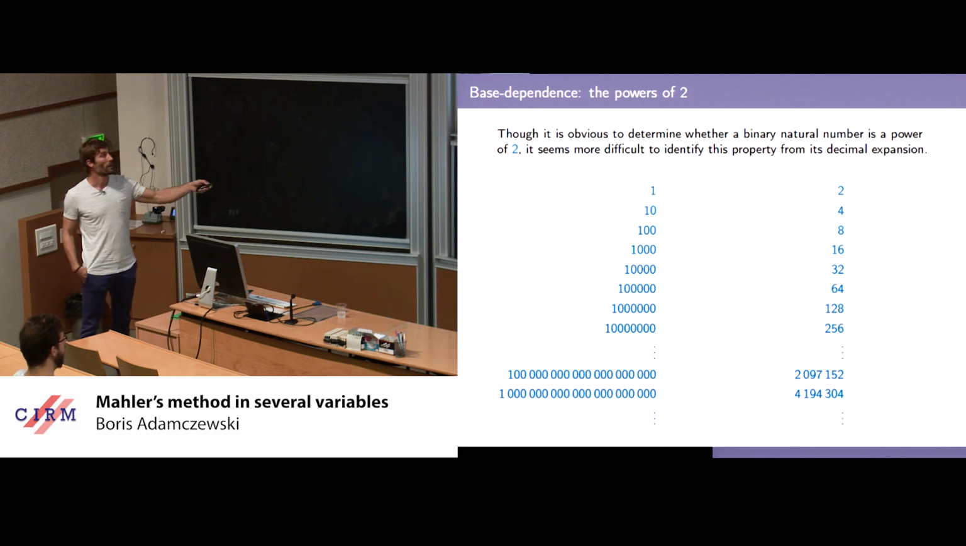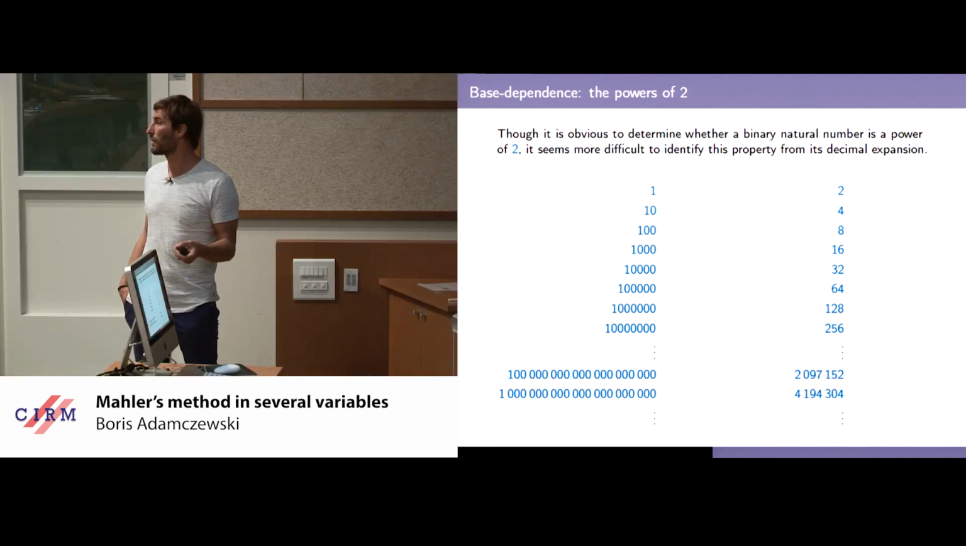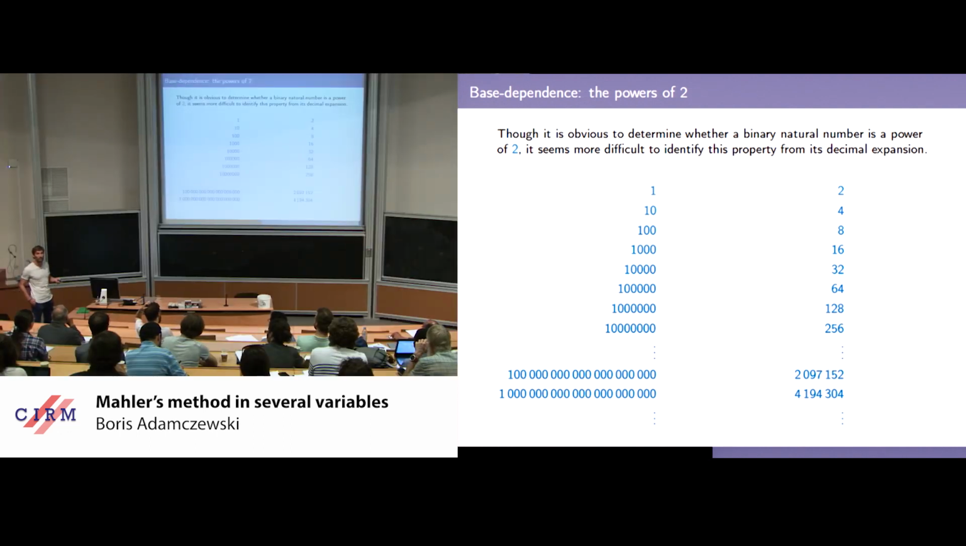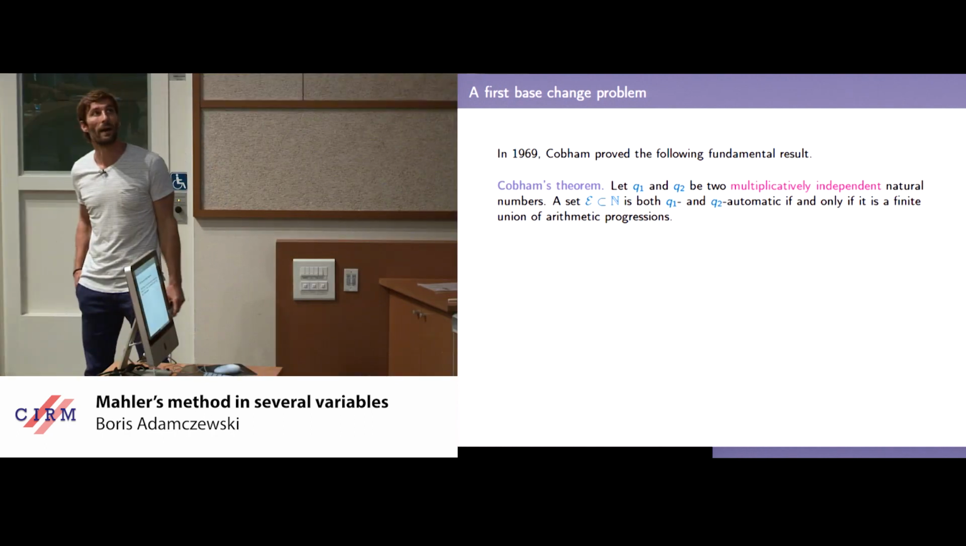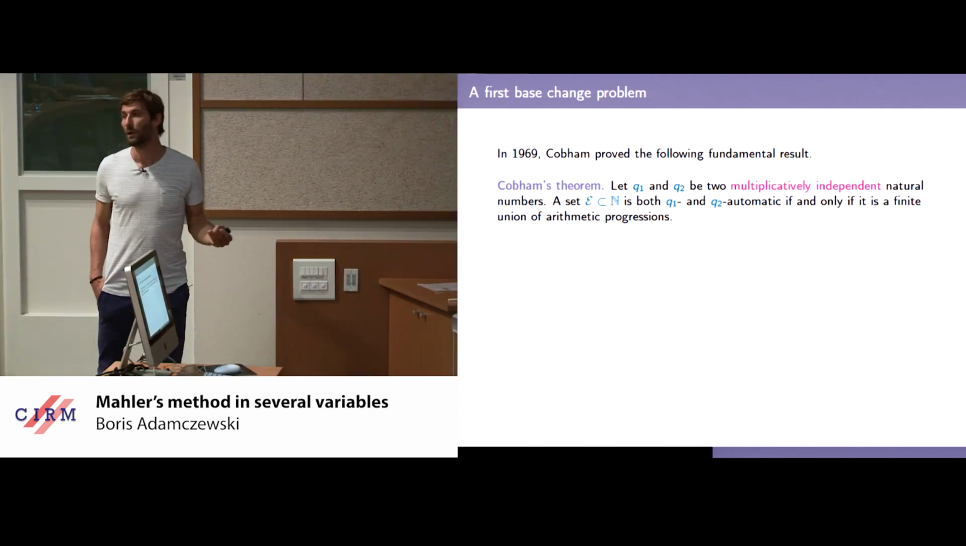And actually, powers of 2 are not a 10-automatic set, so you cannot design a finite state machine to recognize them. So this led to Cobham, who in 1969 essentially solved this question.